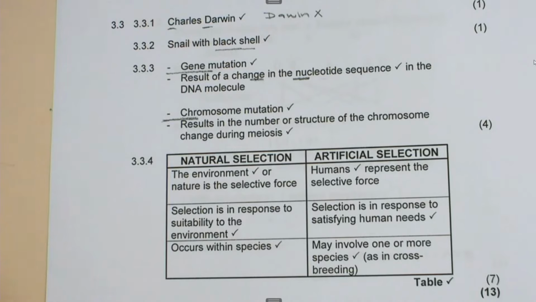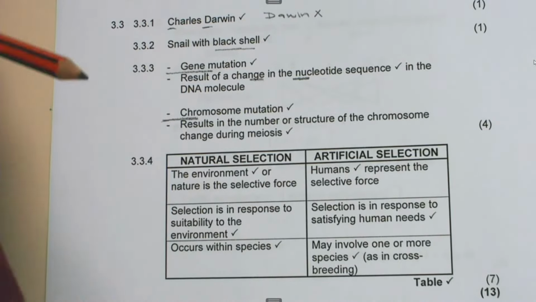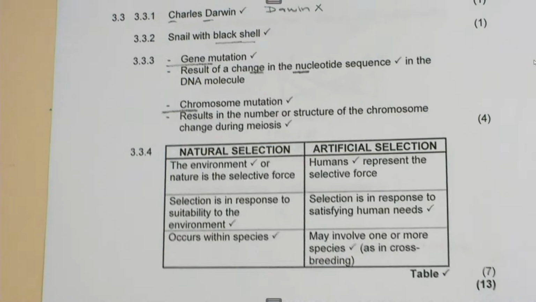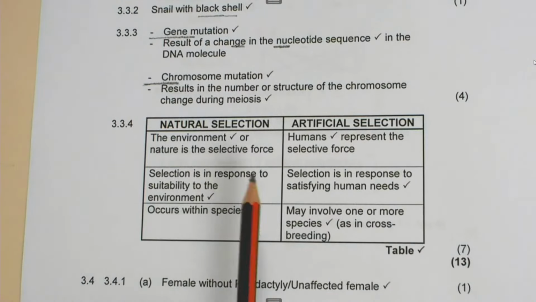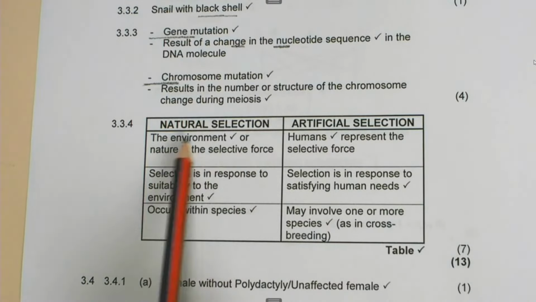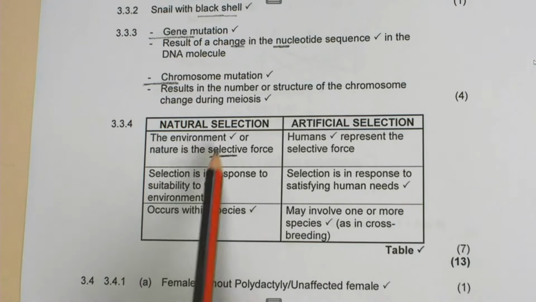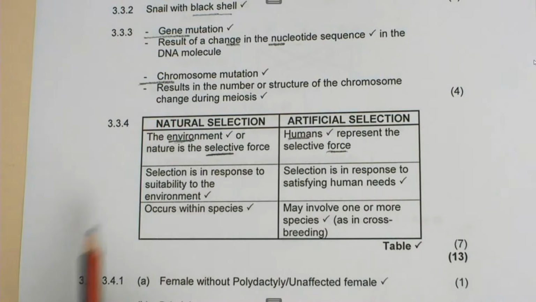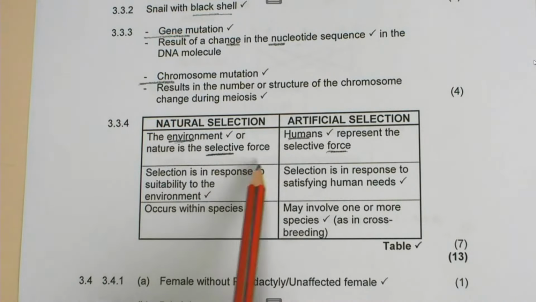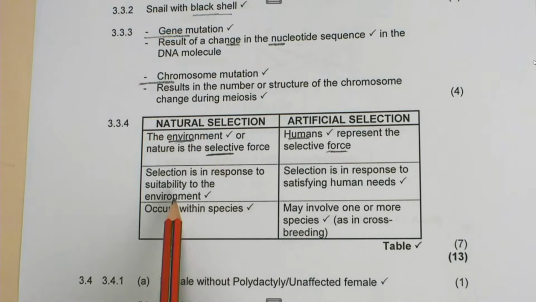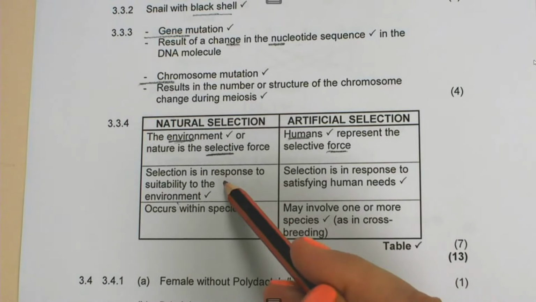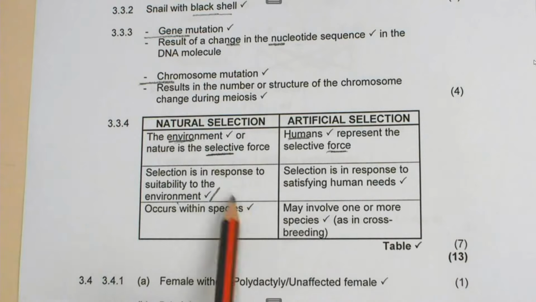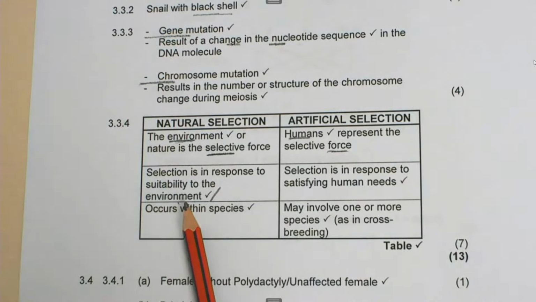Tabulate 3 differences between natural selection and artificial selection. There is the natural selection one. The environment is the selective force. And humans are the selective force with artificial selection. The selection is a response to suitability to the environment. So if the learner wrote here also, he can stipulate favorable characteristics.